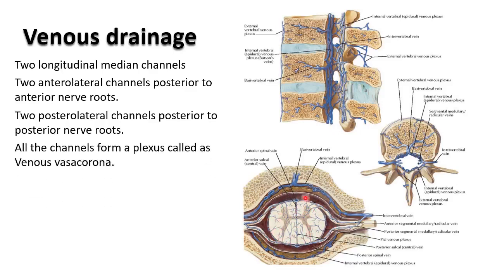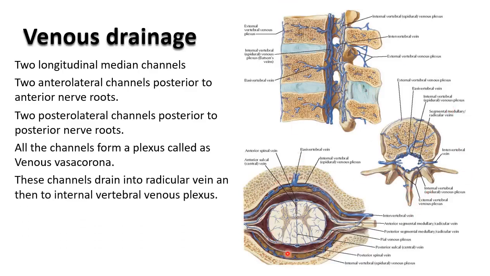These channels form a plexus which is called the venous vasa corona. In the same way, the arteries also form an arterial vasa corona. In the anterior median fissure, we saw the anterior spinal artery. It enters through the sulcus as sulcal branches and they anastomose, forming the arterial vasa corona. Here the veins form a plexus called the venous vasa corona, and then they drain into the radicular veins, and from there into the internal vertebral venous plexus.